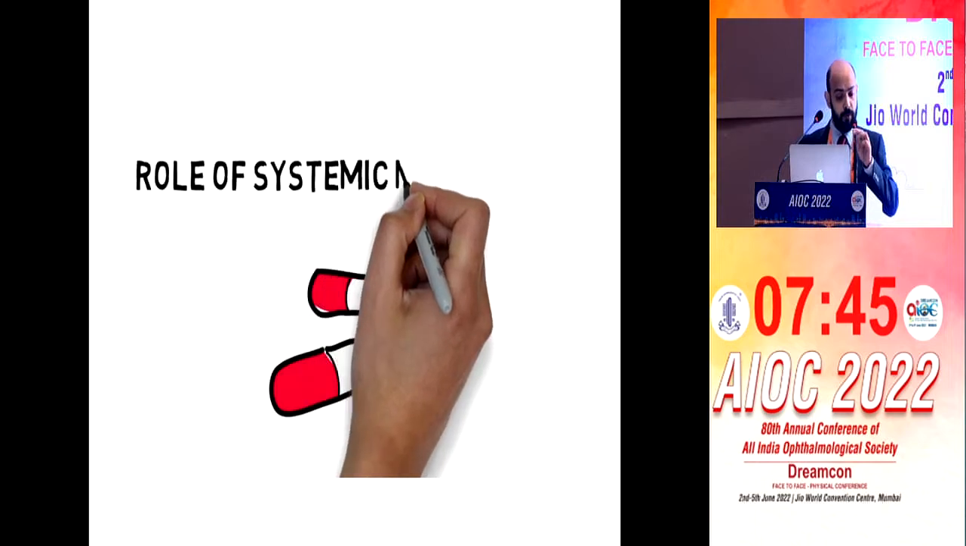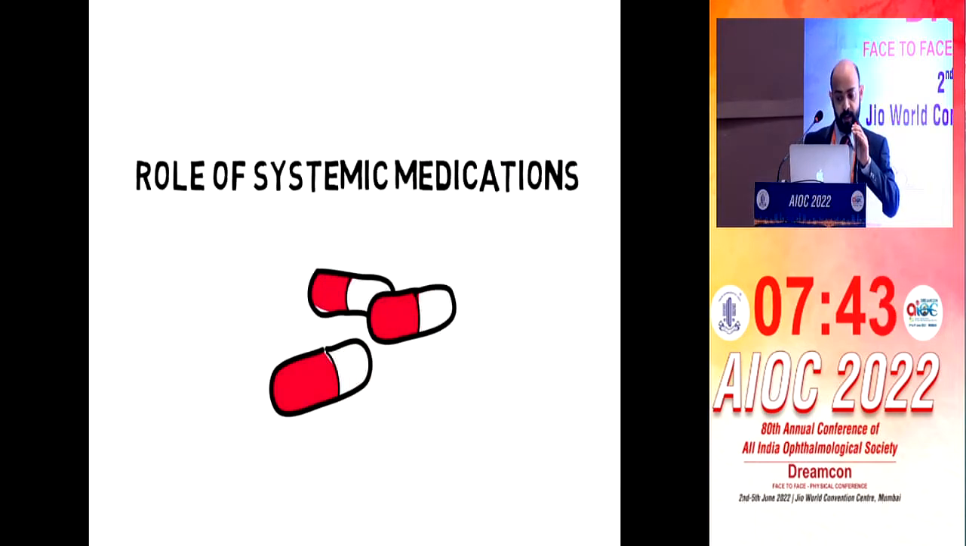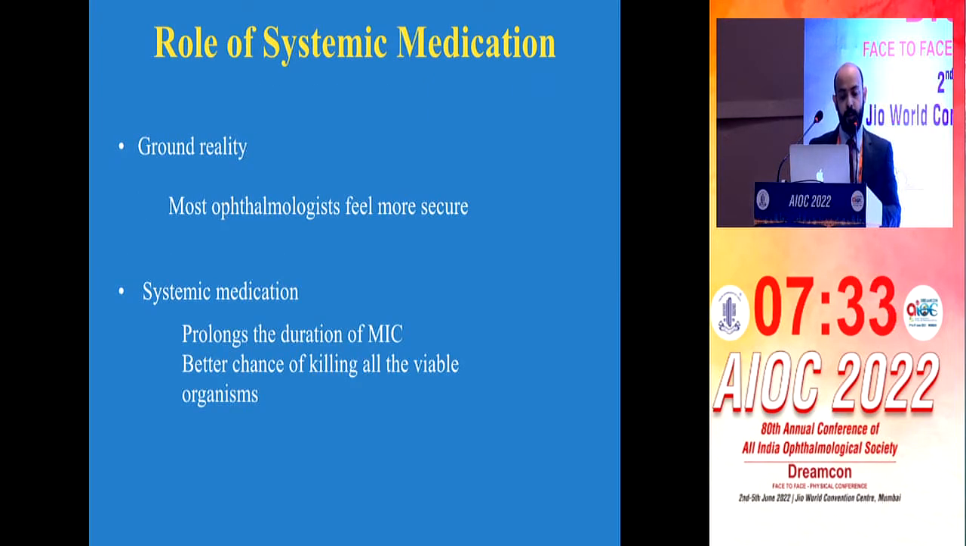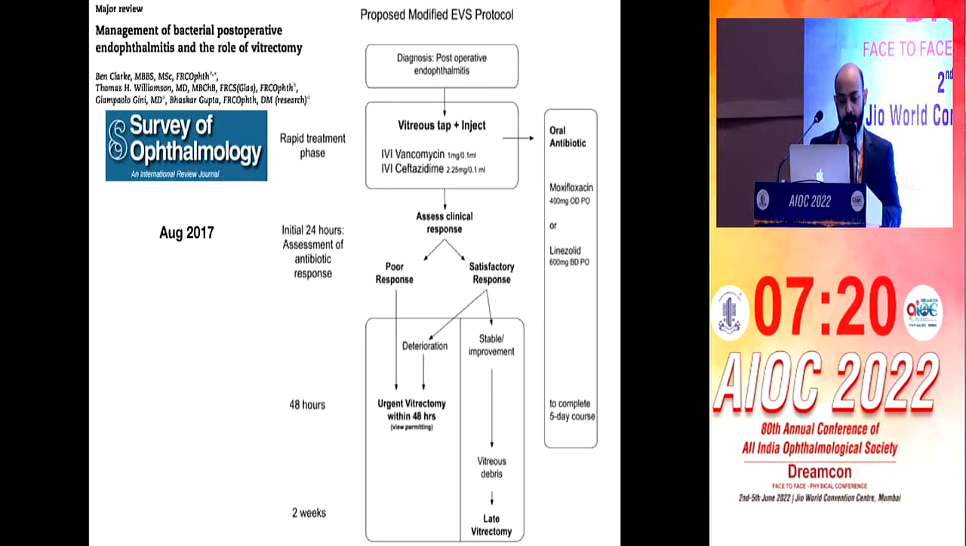So we now have to see what the role of systemic medication is. There are certain disadvantages. It prolongs hospital stay. It increases the cost. It might have some systemic side effects. But the ground reality is that most ophthalmologists feel more secure using an oral antibiotic. And systemic medications also prolong the duration of the inhibitory concentration of the drug. And there is a better chance of killing all the viable organisms.